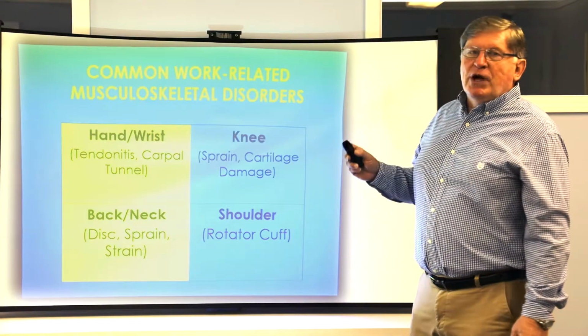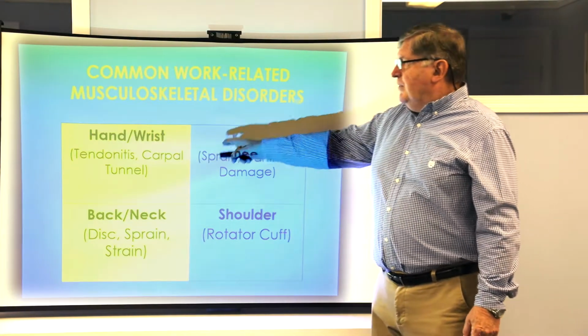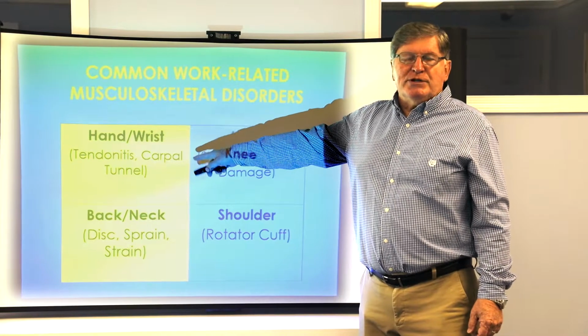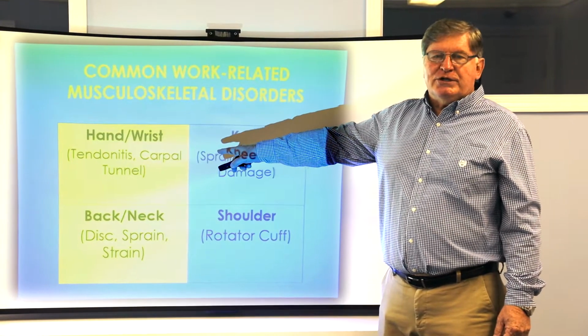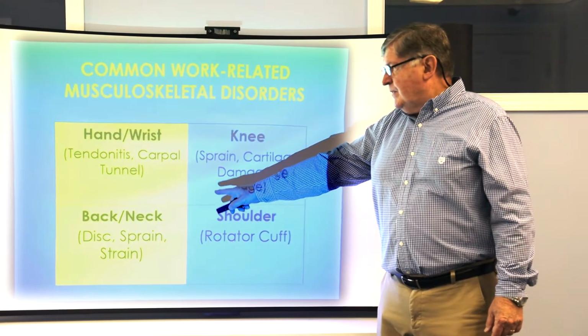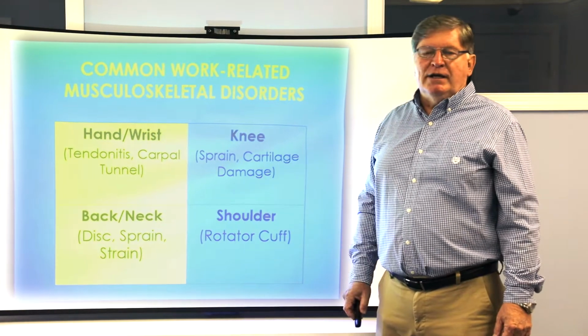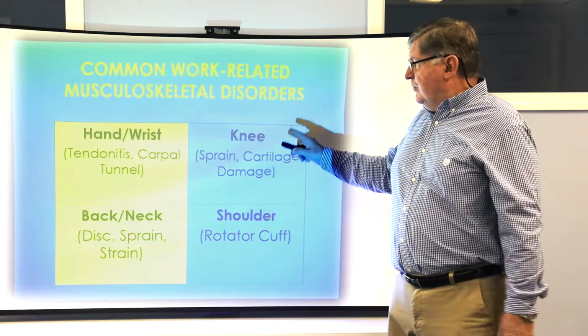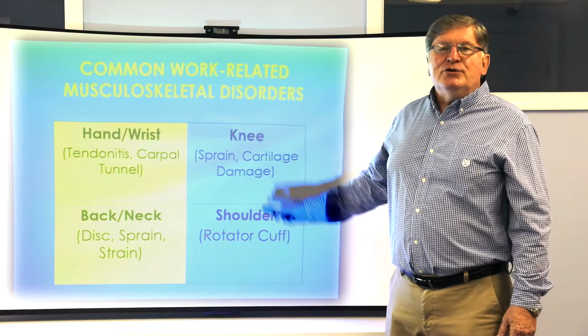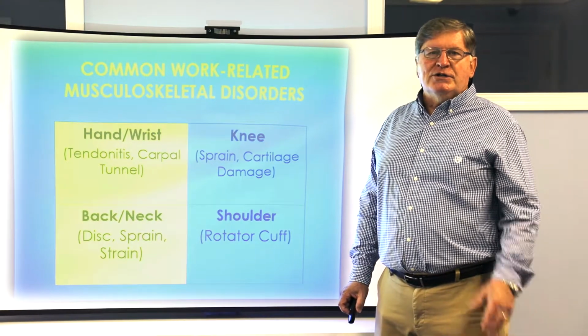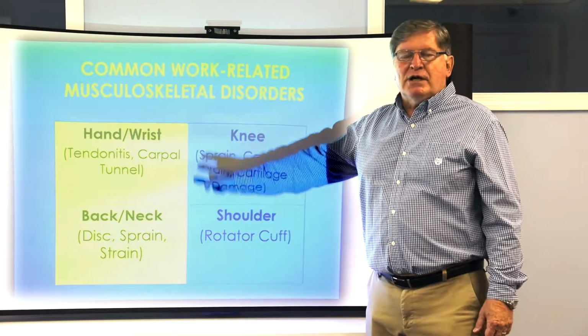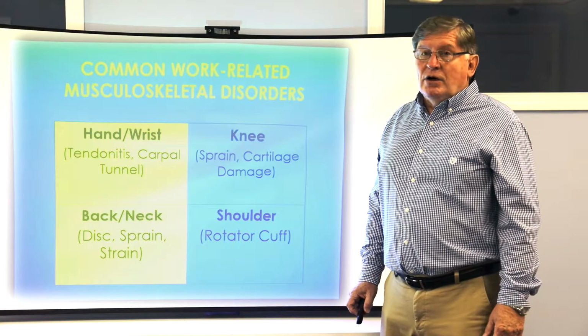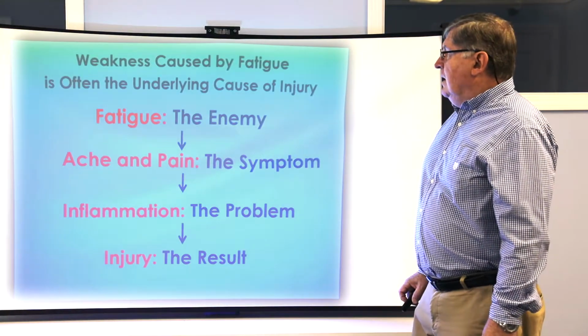Now the injuries we're talking about primarily are injuries to the hand and wrist, with carpal tunnel syndrome being the most serious, and neck and back sprain and strain. So we'll focus on those today, although there obviously are other injuries that could occur from ergonomic causes. These are the ones that are most typical in an office work environment.